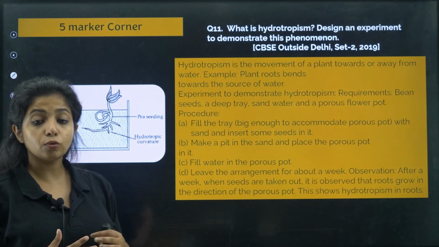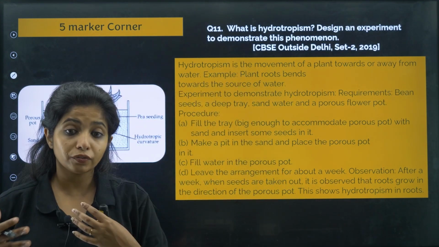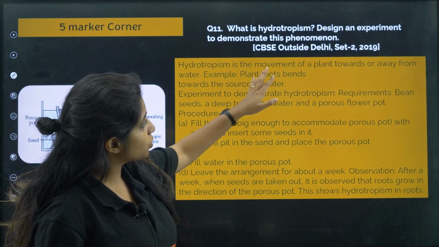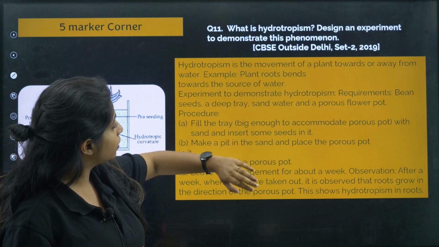So when the roots are present in waterlogged areas, at that point of time the roots try to move away, because diffusion of gases does not take place in them. So that is a very important thing. Okay. Now, hydrotropism is the movement of plant towards or away from the water. Example, plant root bends towards the source of water.